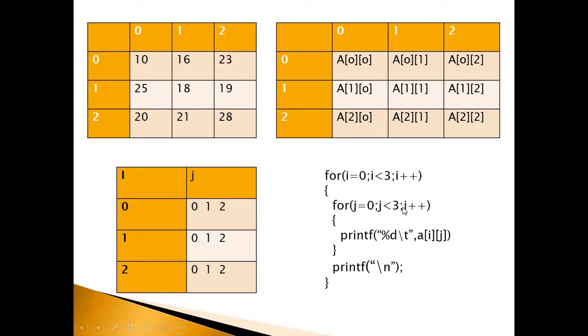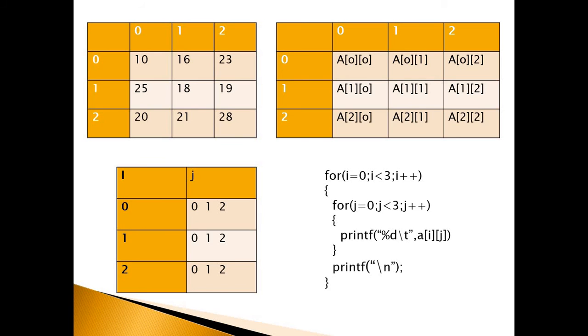Next, j value is incremented. j becomes 2. Condition is true. Again it enters the loop and it prints a of ij, that is a of 0, 2. 0, 2 is nothing but the number 23, which will be printed. Then j becomes 3. When j becomes 3, this condition becomes false. So it comes out of the j loop and it comes outside the j loop.